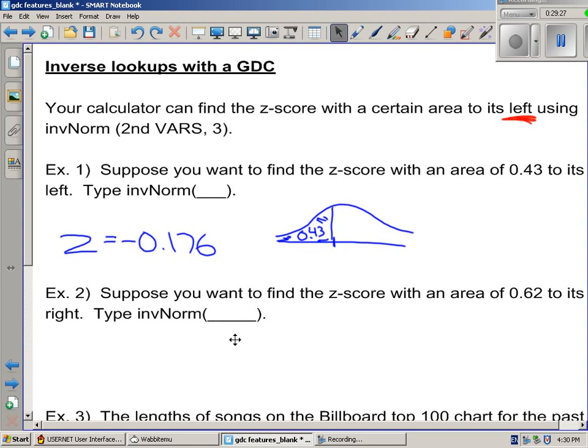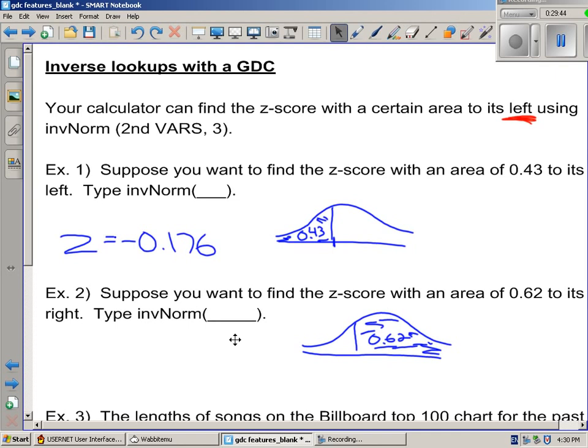Suppose you want to find the z-score with an area of 0.62 to its right. All right, let's draw this one. 0.62 to its right. That's going to be like over here. 0.62. It's probably going to be a negative z-score as well. It's got more than 50% to its right.